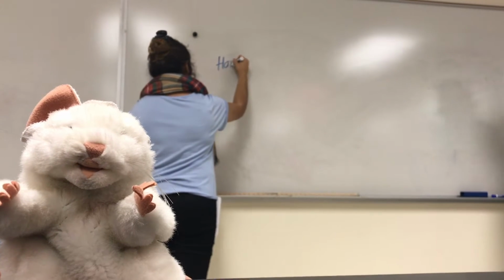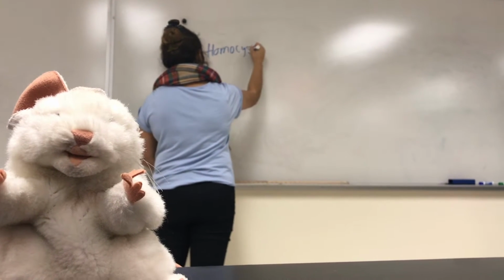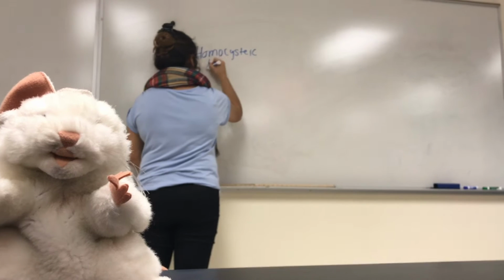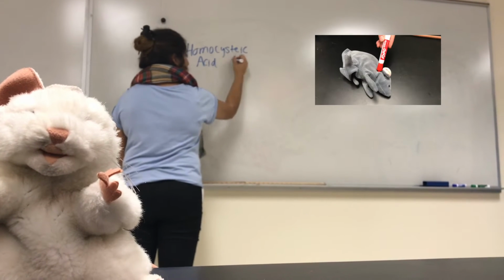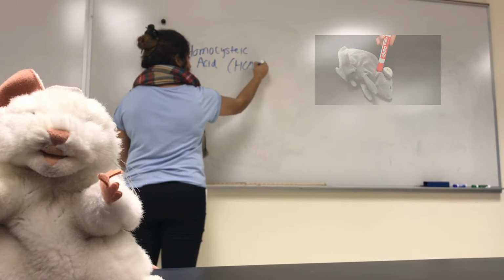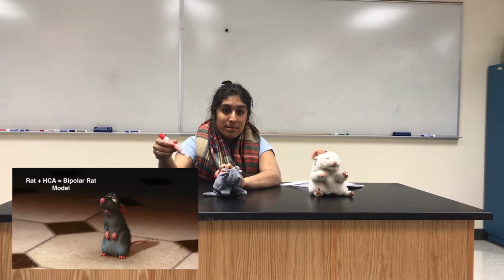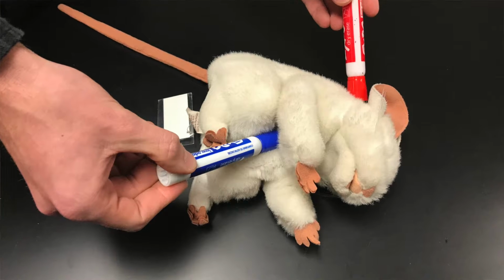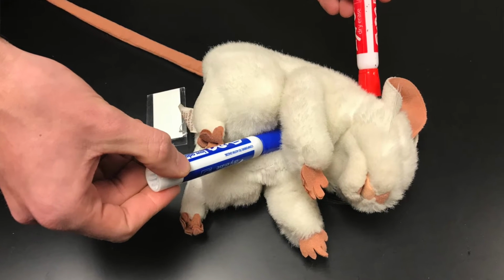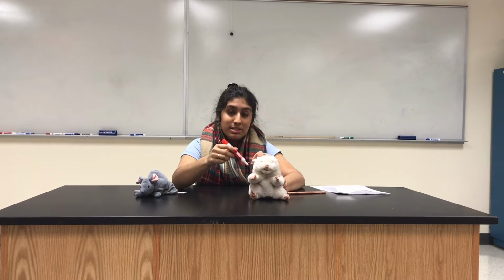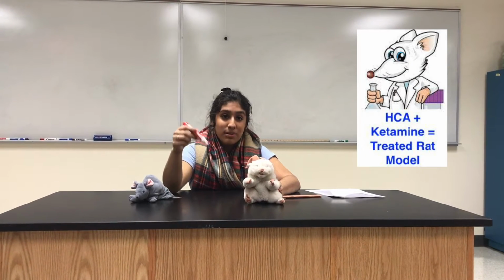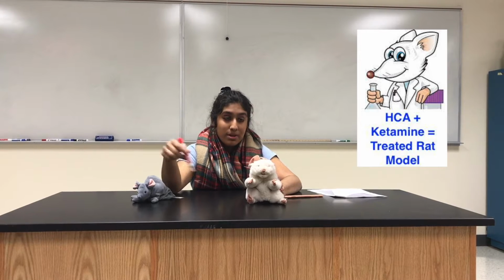We use homocysteic acid, or HCA, to induce a bipolar phenotype in rats. We injected HCA into the rats' peritoneal cavity, and this induced the bipolar phenotype. We then had another condition where we first injected ketamine and also HCA to counteract the effects of the bipolar phenotype.